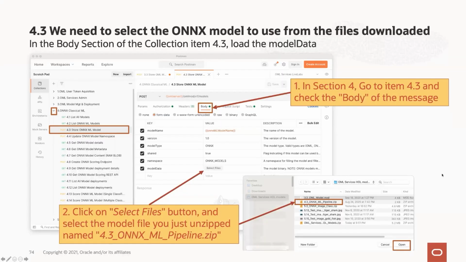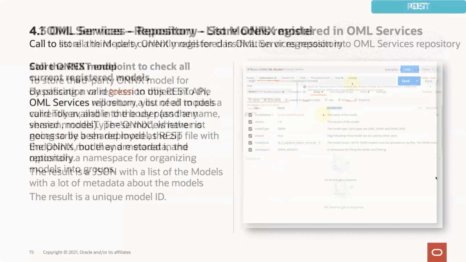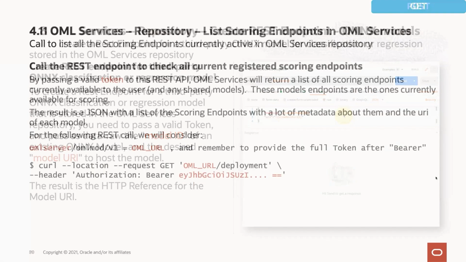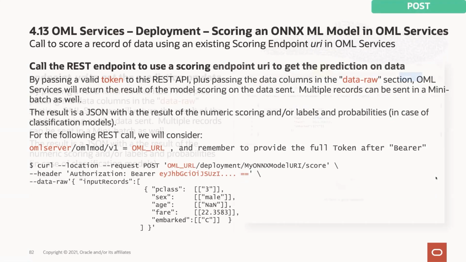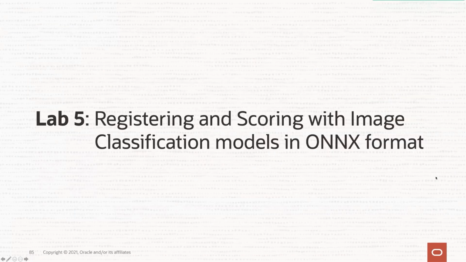Okay. So that was for our section 4, the ONNX format models. So we stored the models, we checked the repositories, and we listed the scoring endpoints. So now we're going to go to Lab 5. In Lab 5, basically we're going to register and score a model with an image classification model, okay?